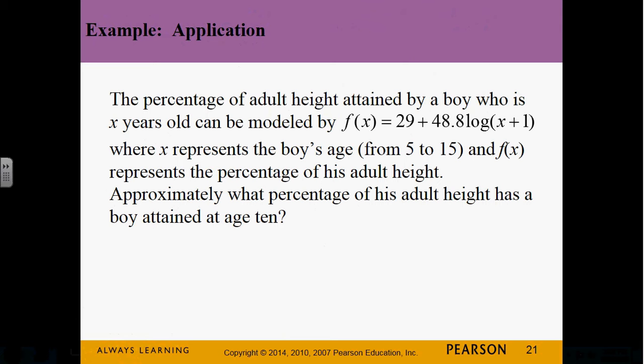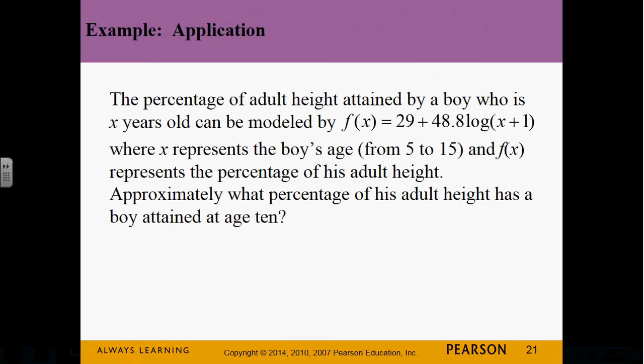Here's an application using a common log. The percentage of adult height that a boy who is x years old has attained can be modeled by the function f of x equals 29 plus 48.8 times the log of x plus 1. In this case, x is going to represent the boy's age as long as that age is between 5 and 15. And then f of x represents his actual percentage of adult height.